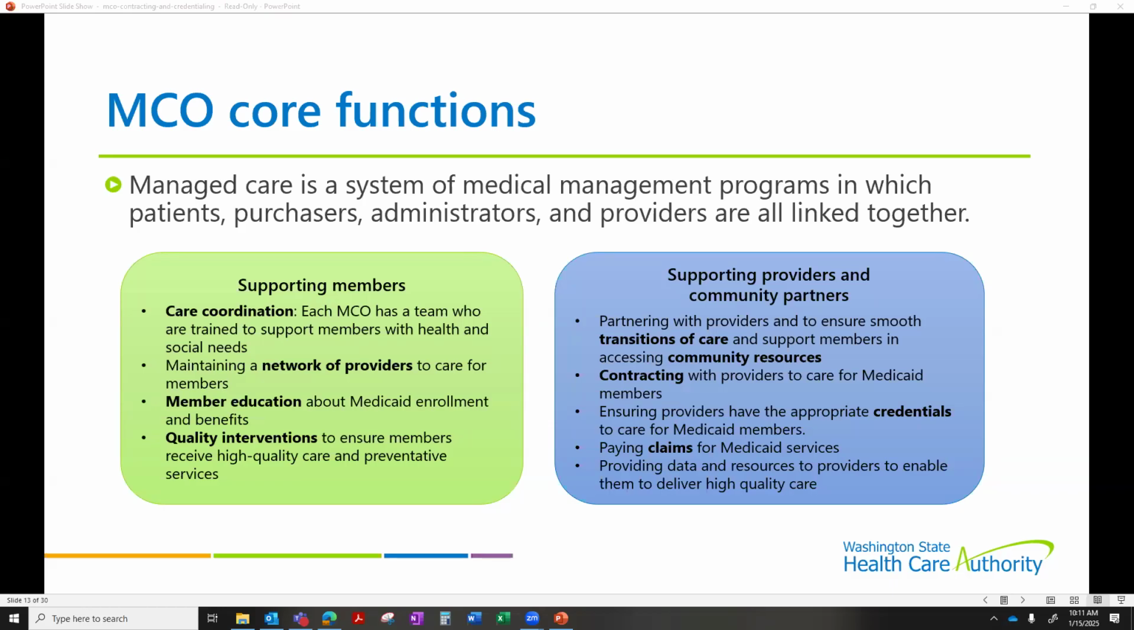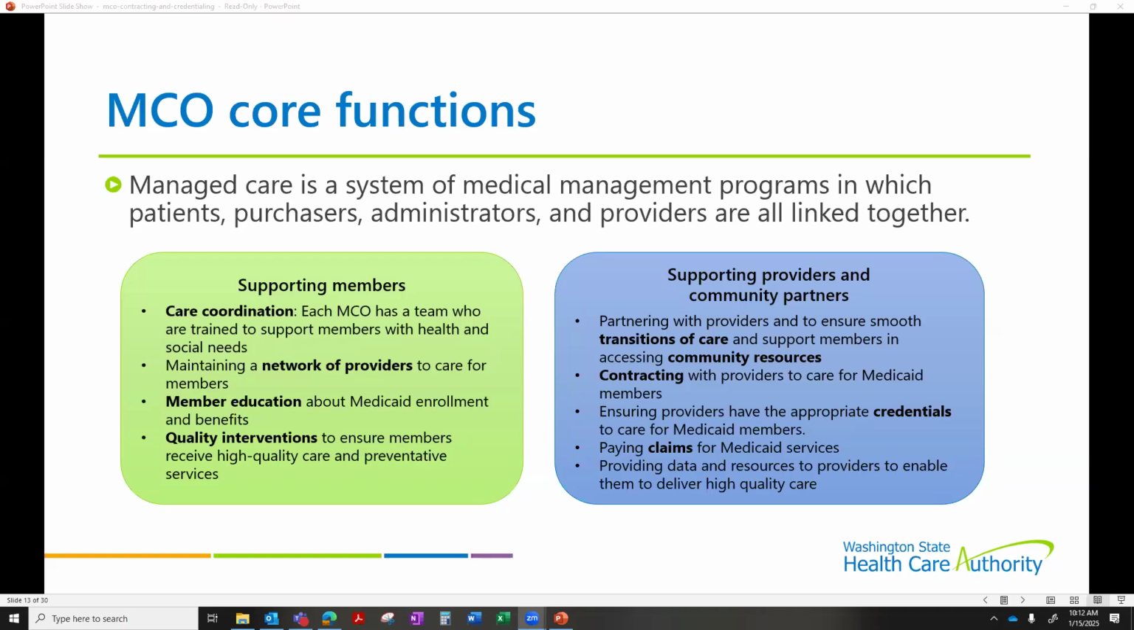We also provide member education, including making sure members understand what their benefits are with us and what additional benefits we can provide. We'll also help them understand different community resources that they may have. And we ensure that they have quality interventions. We want to make sure that our members are receiving high quality care and also receiving high quality preventative services.